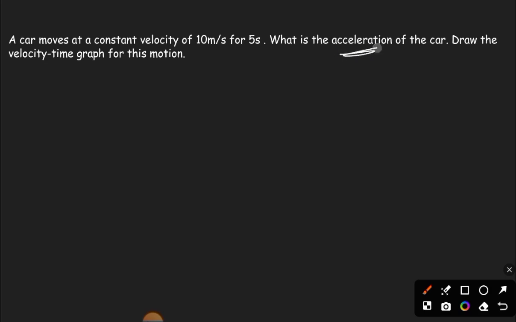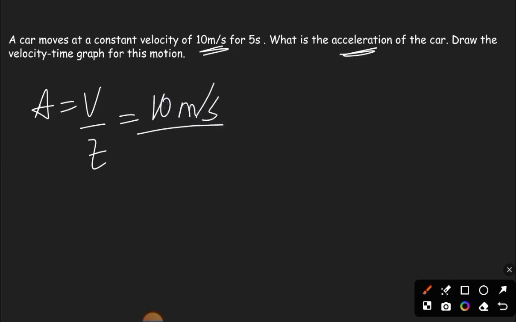So the first demand is to find the acceleration. In a previous series, I explained to you acceleration equals velocity over time. So your velocity in this question is 10 meters per second, over your time, 5 seconds. So cancelling through, you are going to have 2 meters per second squared.